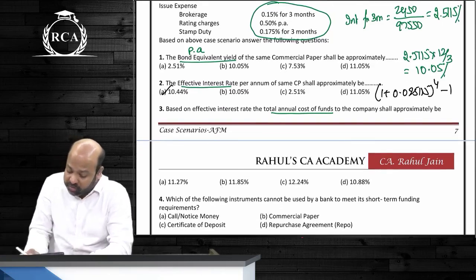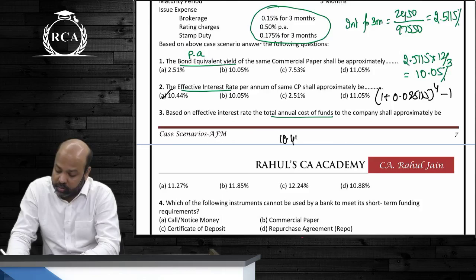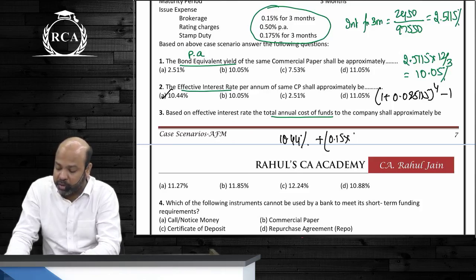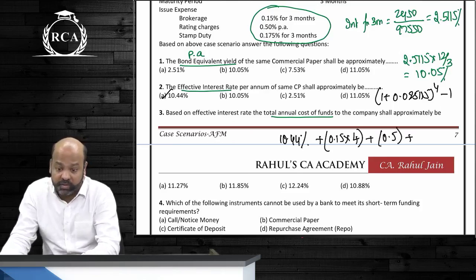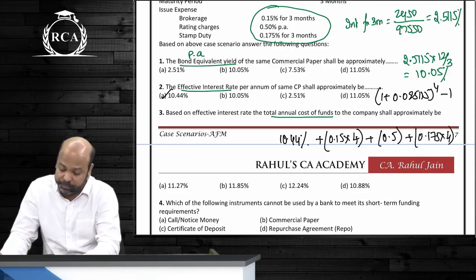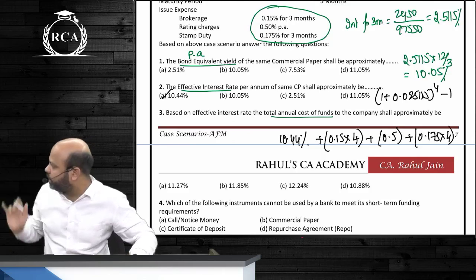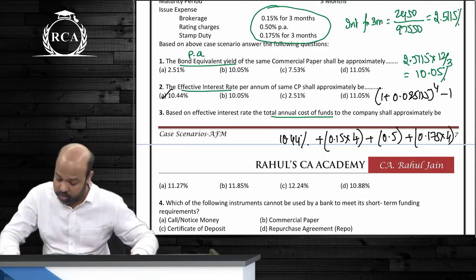10.44. Now to this 10.44%, all you have to do beta is add those other charges. Brokerage is 0.15% into 4. Rating is already per annum. Stamp duty is for 3 months, so again into 4. How much will that become? Whatever is for 3 months, convert into per annum and then add. Kitna beta 12 point? That's the answer.